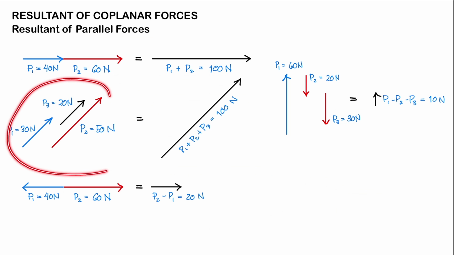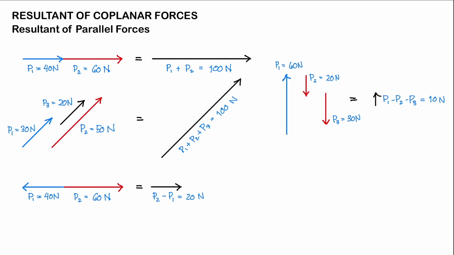So what if they are inclined and acting along the same direction? For P1, we have 30 newtons. For P2, we have 50 newtons. And then for P3, we have 20 newtons. Again, we're just going to be adding them to get the resultant. So the resultant is equal to P1 plus P2 plus P3. That is equal to 100 newtons.